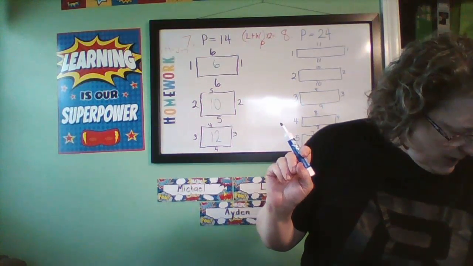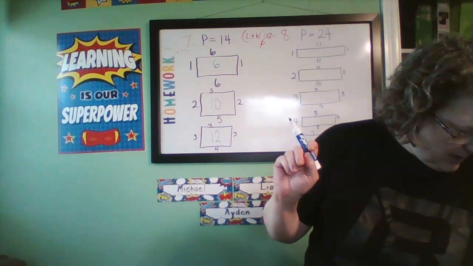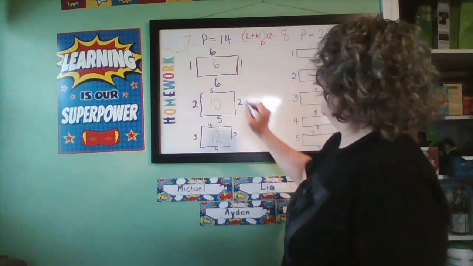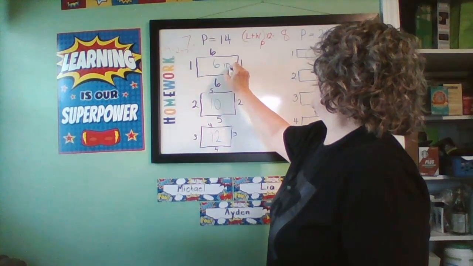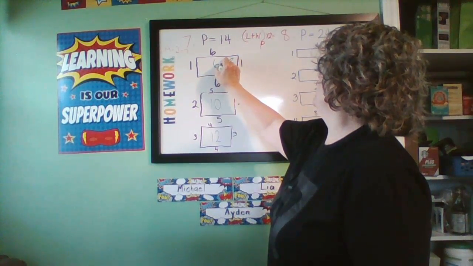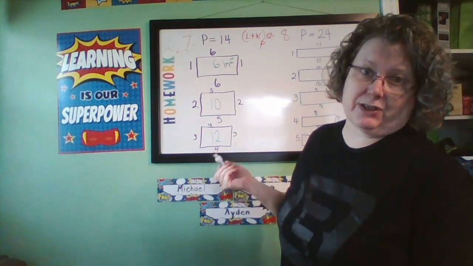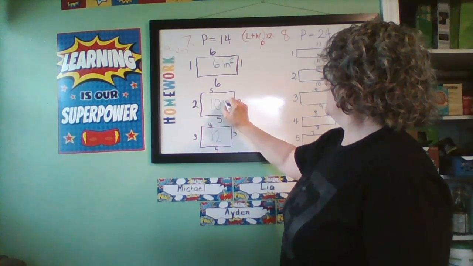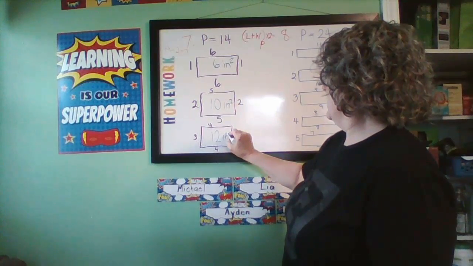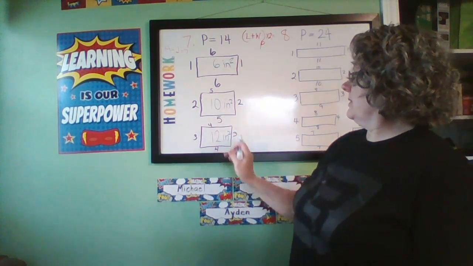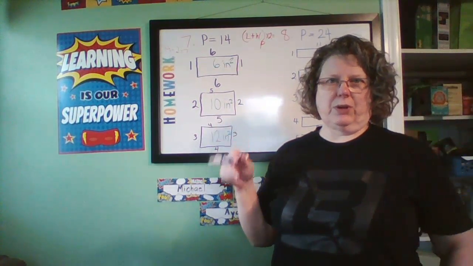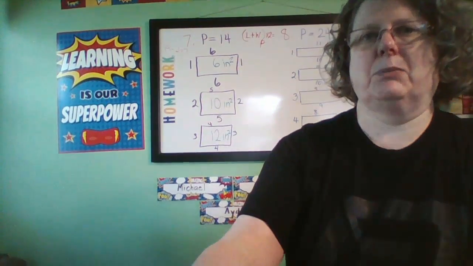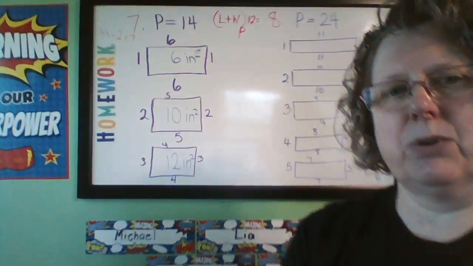And it is square inches. So I can write inches and then that little squared symbol, or I could write out the word square inches if I felt like it. So the areas that those rectangles could be are 6 square inches, 10 square inches, or 12 square inches. Okay, so make sure you have that written down, and then we'll go on to the next one.